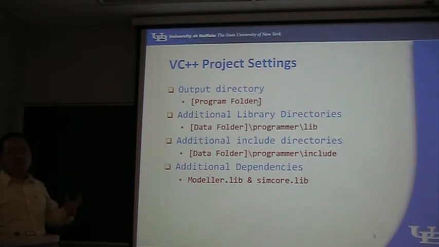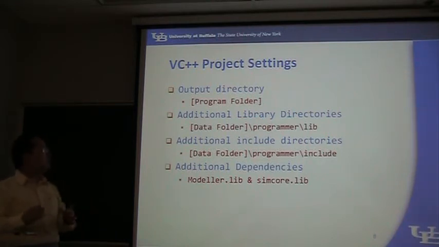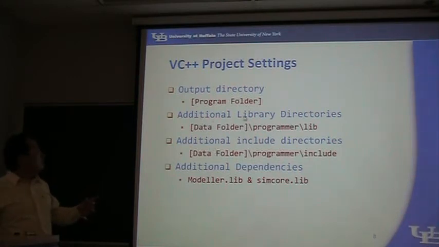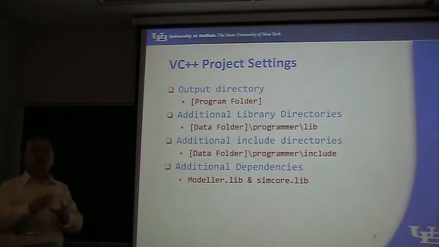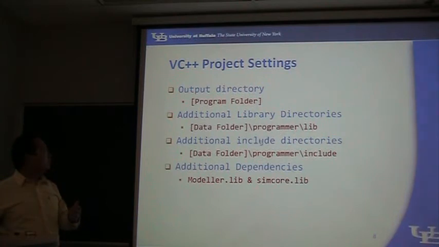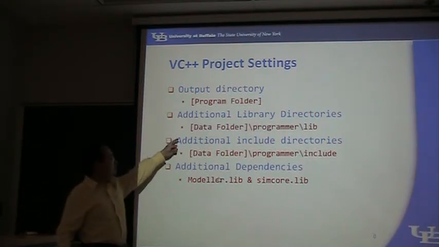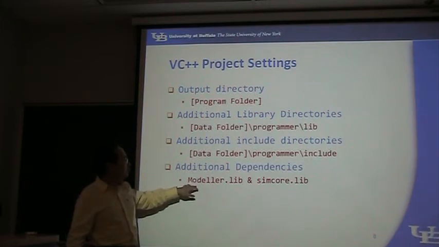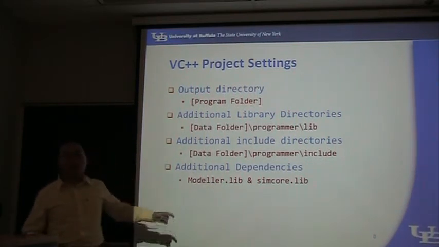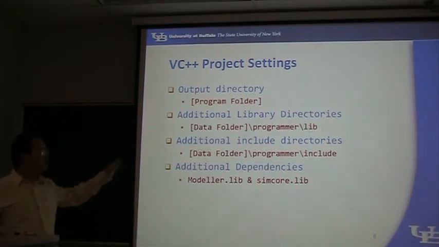The first thing is the output, which is a DLL file. The DLL file has to be stored under the program folder of parametrics. Then we have to set these things. This is the additional library directories, which are some pre-compiled binary libraries that we have to call. So this is one thing we want to specify. And we have some header files, which are specified to be under the folder /programmer/include. I will show you how to do that. And for these libraries, we want to add the dependency on modeler.library and simcall.library. So basically we have to set up these four things.